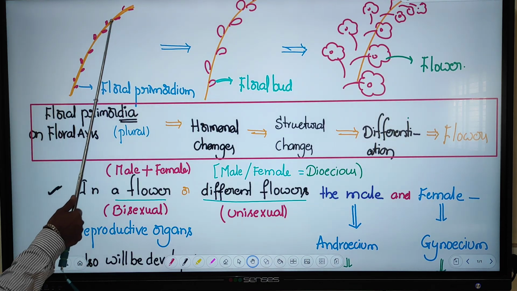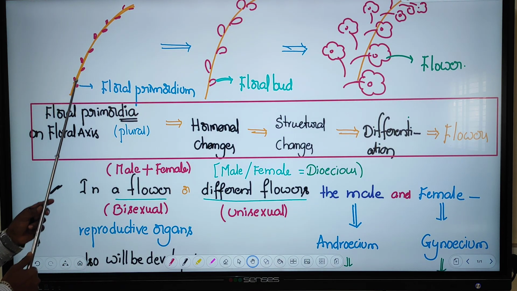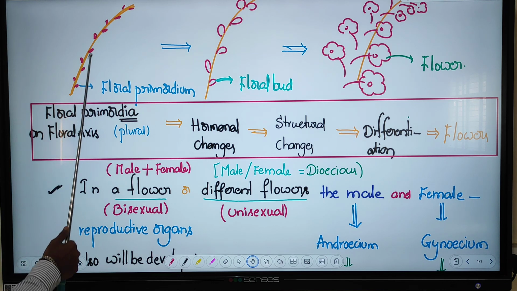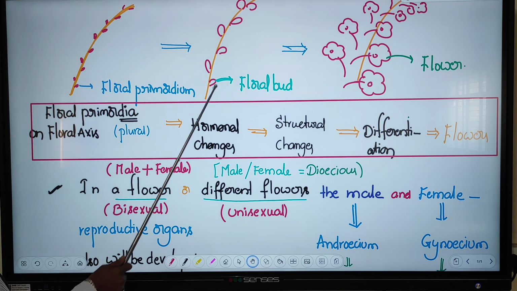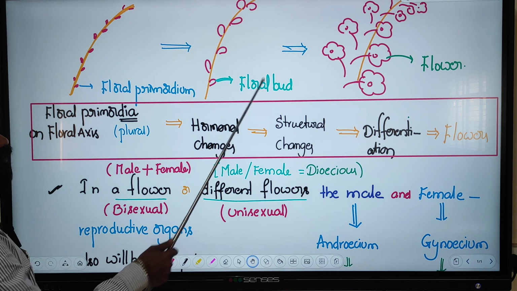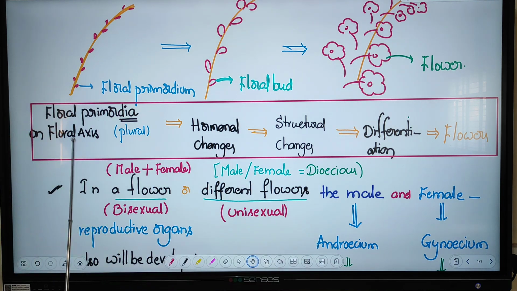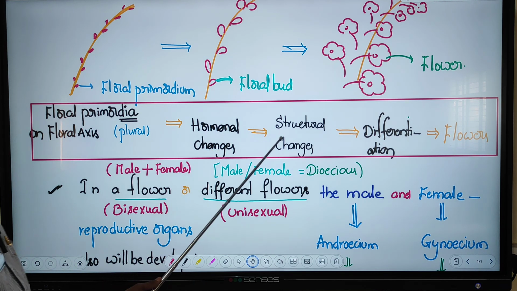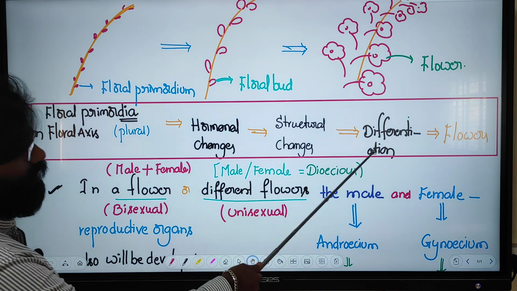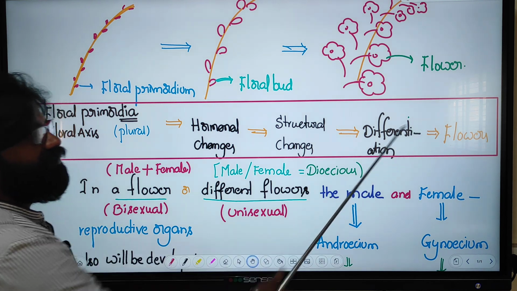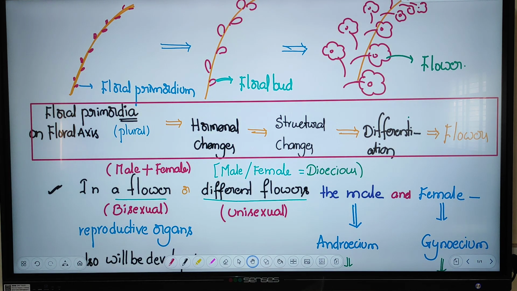If you see, this yellow color is nothing but the floral axis. On that, a number of things are present; these are nothing but floral primordia. The primordium converts into floral buds, which convert into the flower. This is in the form of an equation. Floral primordia, plural because more than one is present on the floral axis, involve floral hormonal changes. Hormonal changes give rise to structural changes. Structural changes give differentiation and finally the cluster of flowers, nothing but the inflorescence. This is also a point.